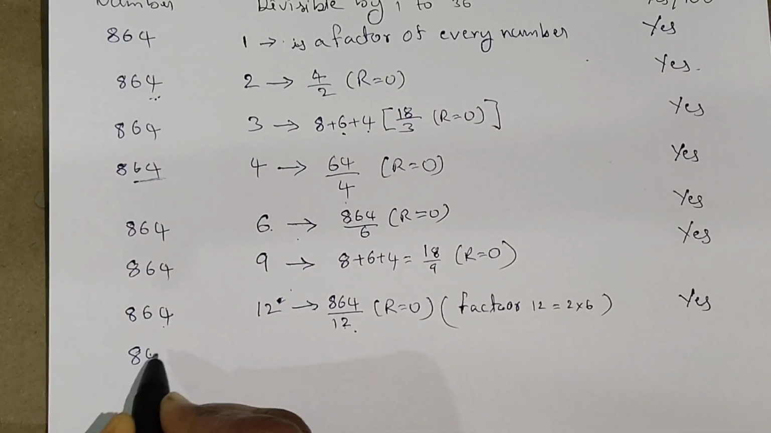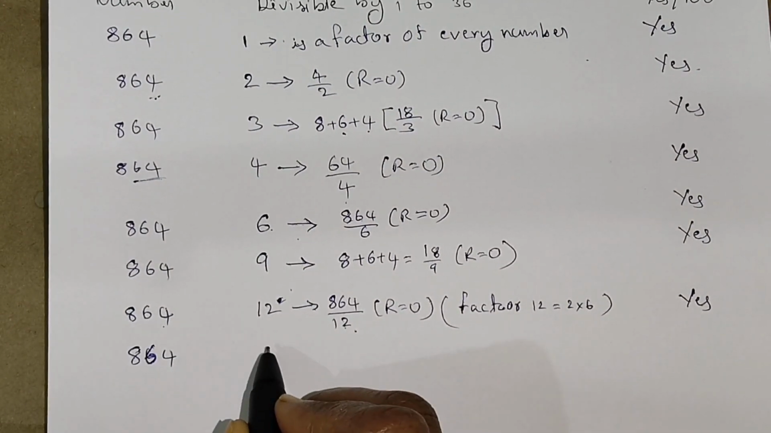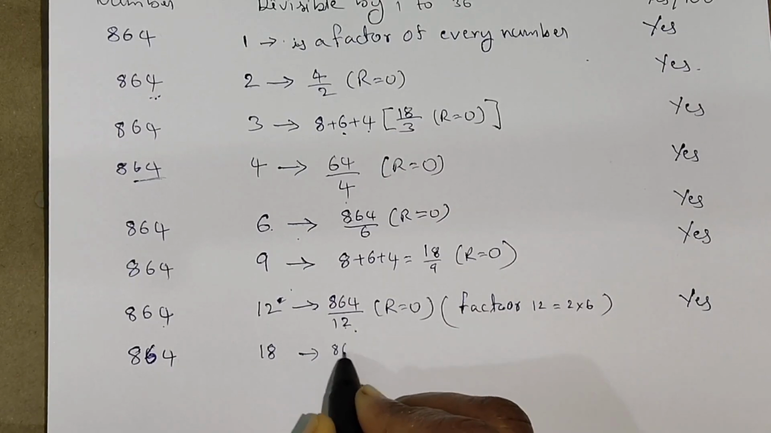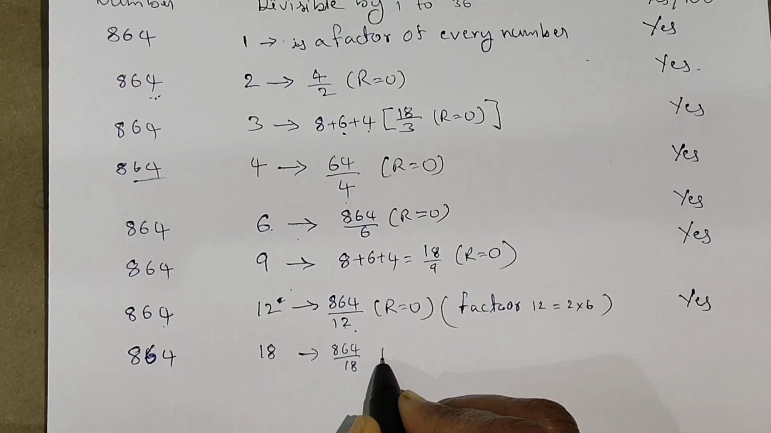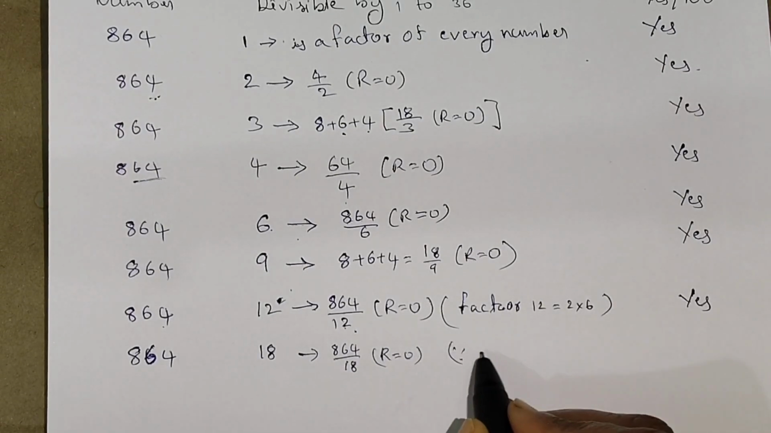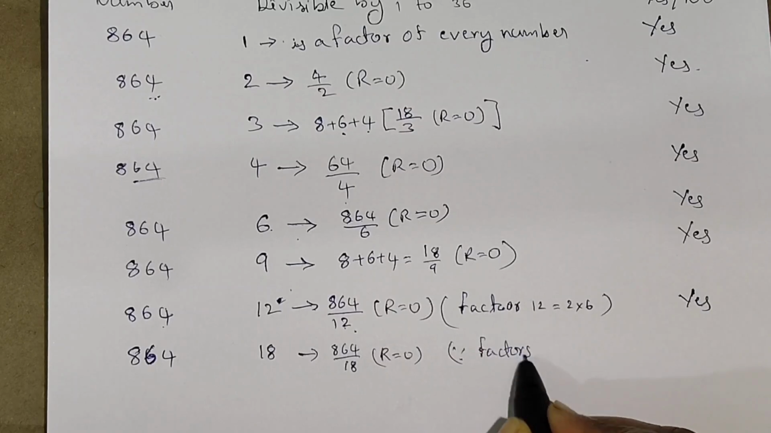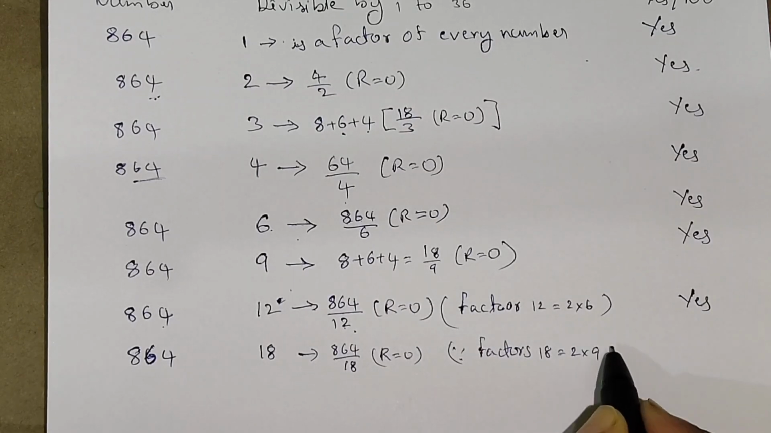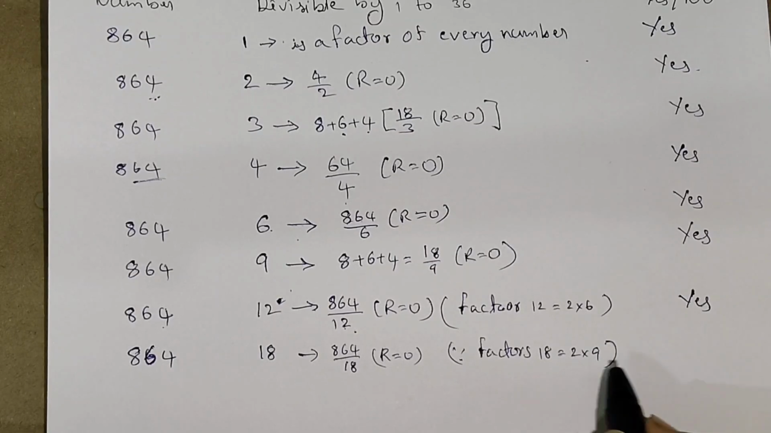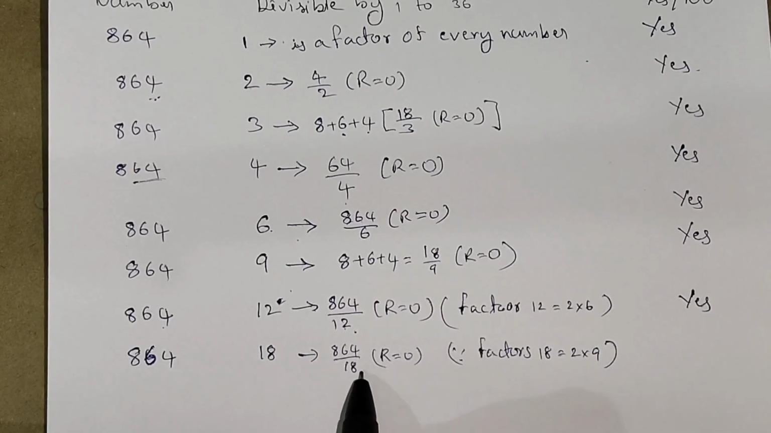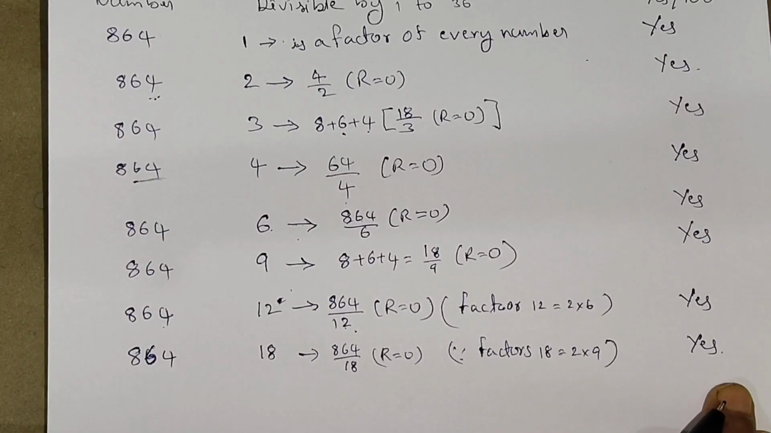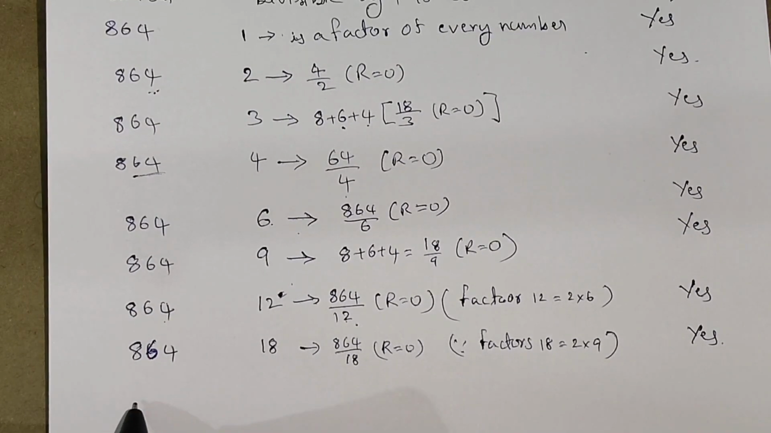Next, 18. 864 is divisible by 18, and the remainder is 0. Since 18 equals 2 times 9, 2 is a factor and 9 is a factor, and this number is divisible by 9. We already proved it. So yes, this number is divisible by 18.